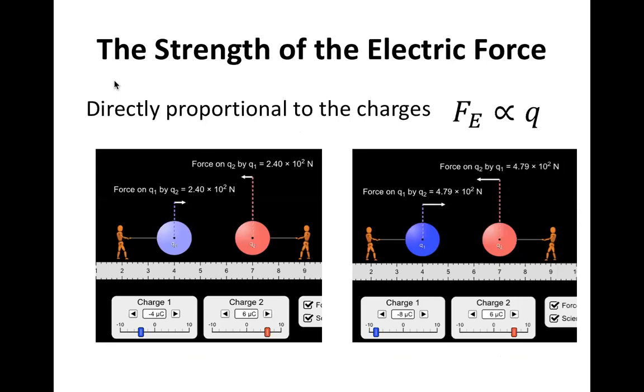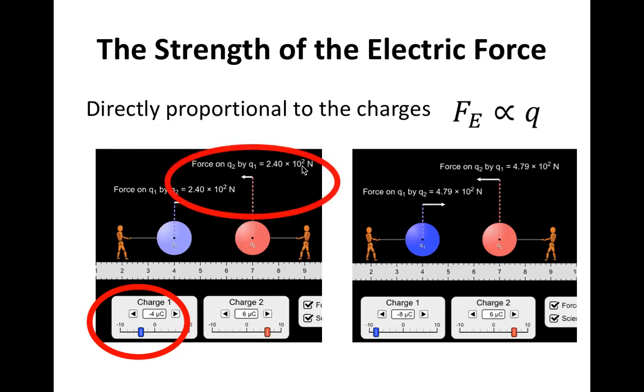The first piece of Coulomb's law is that the strength of the electric force is directly proportional to the charges. So we say Fe is proportional to Q. Let's take a look at one of the simulations that I linked below. If we take charge 1 at negative 4 microcoulombs, micro is times 10 to the minus 6, so 4 microcoulombs is a million times smaller than 4 coulombs. So it's a small charge. That negative 4 microcoulombs, with this positive 6 microcoulombs, at this distance produces 240 newtons.